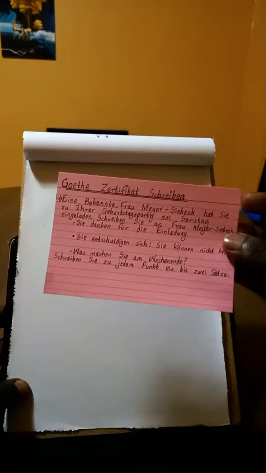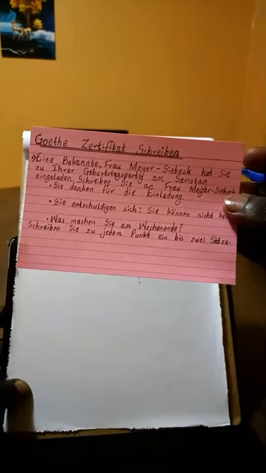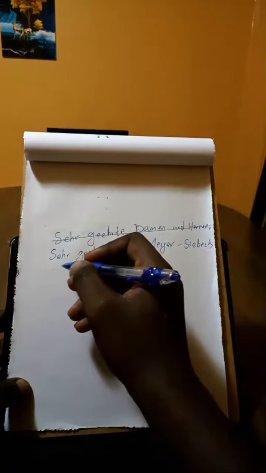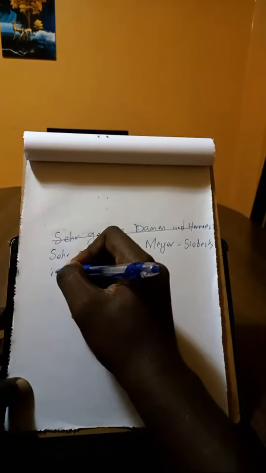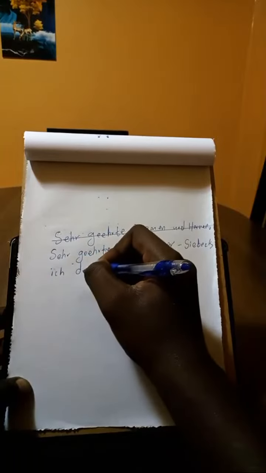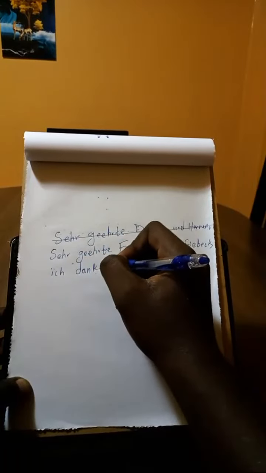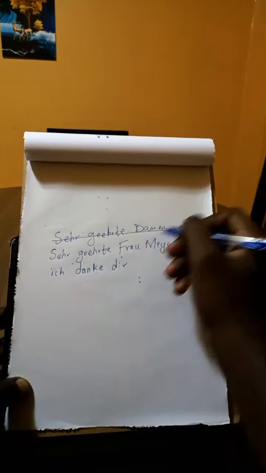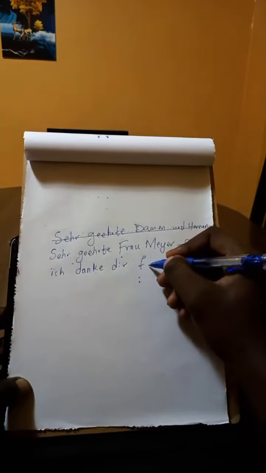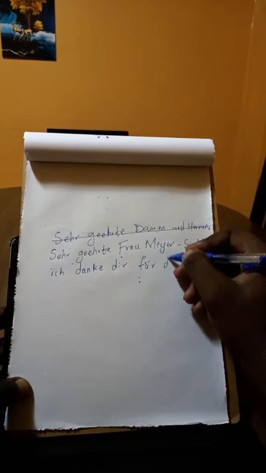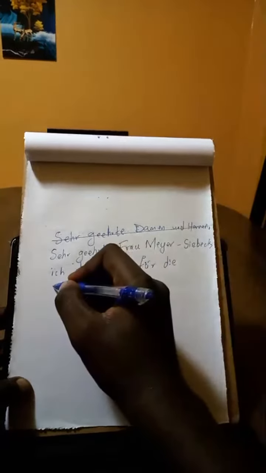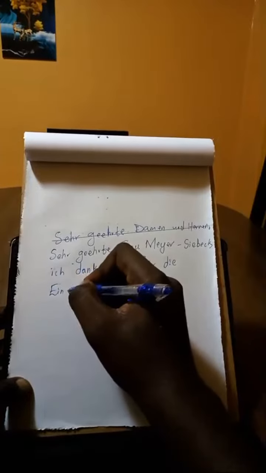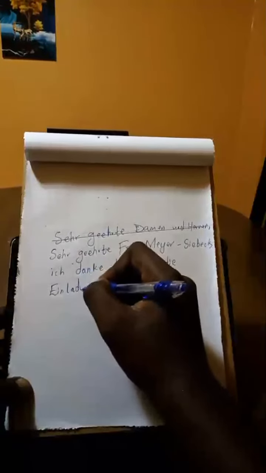Point number one is, Sie danken für die Einladung. So, thank her for the invitation. So just go ahead and say, ich danke dir für die Einladung. That is point number one taken down. Remember, you have to follow each point in the correct order. Don't skip a point. And then comes point number two.